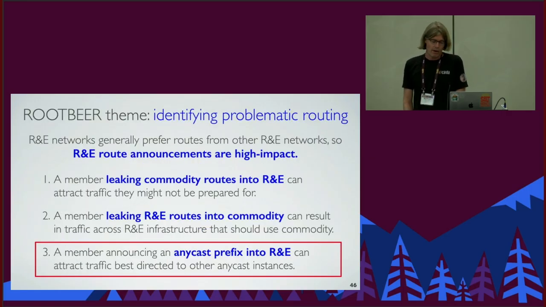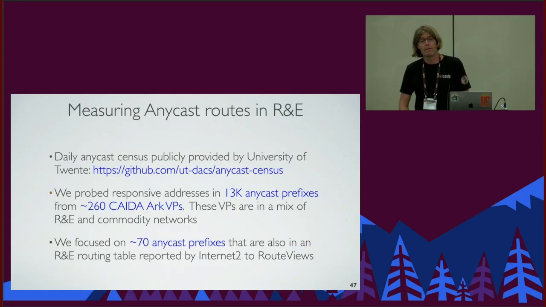And then finally, we're just going to close with members leaking Anycast routes into R&E, because they're going to be attracting traffic best directed to other Anycast instances. And this has been hard for a while, but recently there are daily Anycast censuses provided by the University of Twente using CAIDA infrastructure, publicly available. And so there are about 13,000 /24 Anycast prefixes, and we probed all of them from about 260 different Ark vantage points, the measurement infrastructure that CAIDA operates around the world.